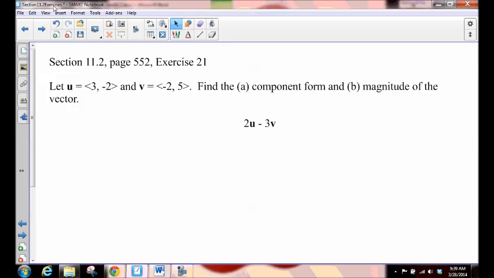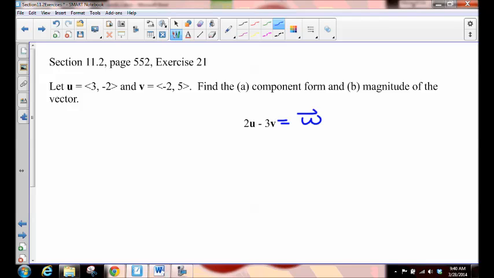Let's do section 11.2, page 552, exercise 21, which reads: let vector u have components ⟨3, -2⟩ and let vector v have components ⟨-2, 5⟩. Find the (a) component form and (b) magnitude of the vector. For exercise 21, our new vector is 2u minus 3v, which I am going to call vector W.